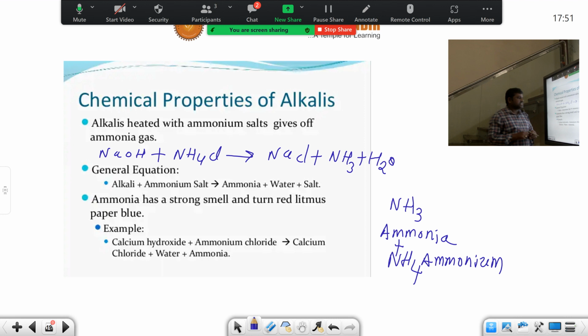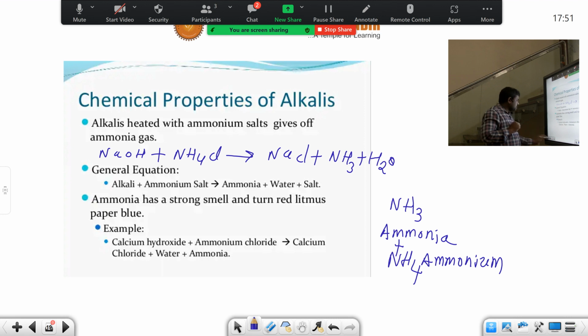Ammonia has a strong smell and turns red litmus paper blue. Red litmus turns blue, that is basic in nature. Only red litmus responds with a basic substance, that is it becomes blue.